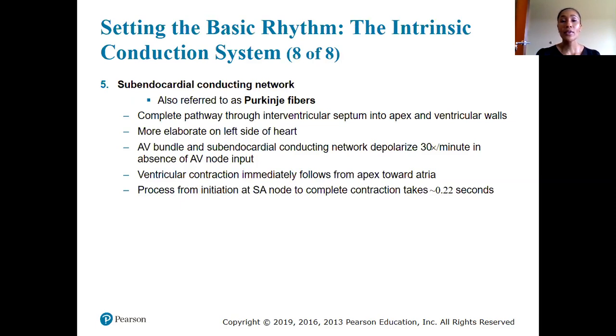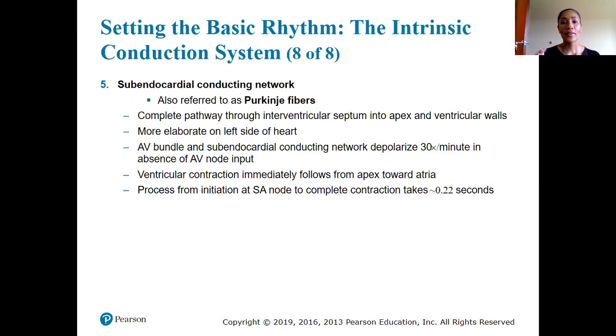And then lastly, those impulses will travel through the subendocardial conducting networks, which we call the Purkinje fibers. And so this is a complete pathway through the interventricular septum into the apex and the ventricular walls. It's more elaborate in terms of its network on the left side of the heart.